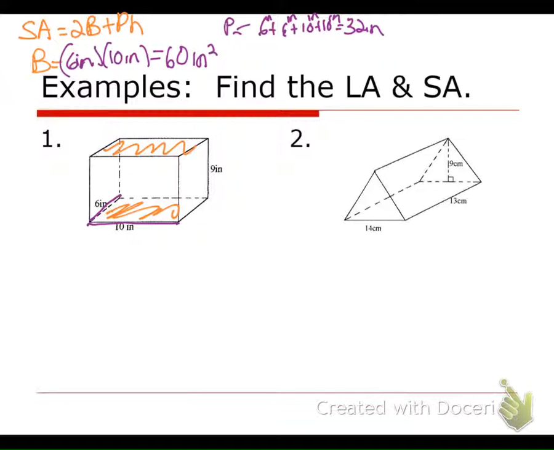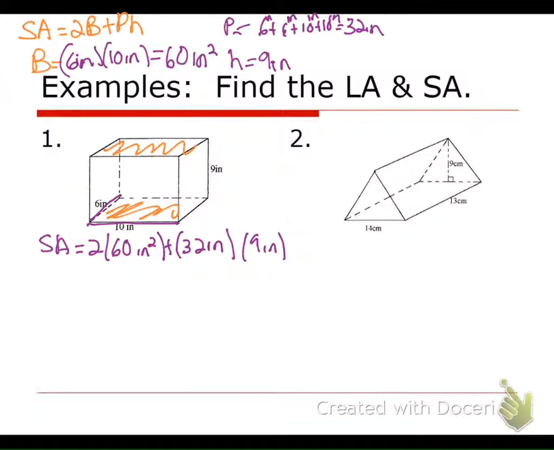And then we have our last part of this, which is our height. What's our height? So we have our base. What's the height of the prism? It's 9. So now we're just going to substitute it into our formula. So I'm going to work down here again. So my surface area equals 2 times my base area, which is the 60 inches squared, plus my perimeter, which is 32 inches, times my height of 9 inches. So our total surface area here we see as 408 inches squared.